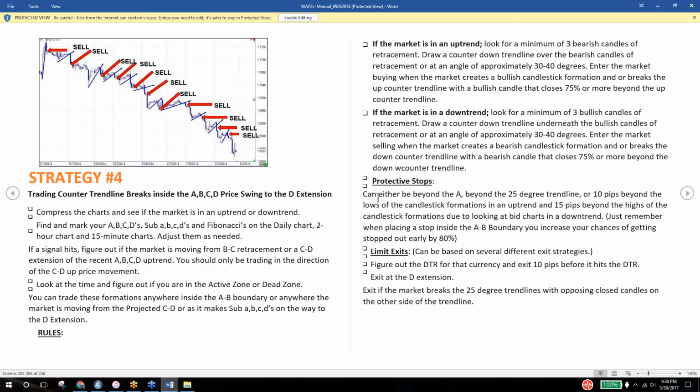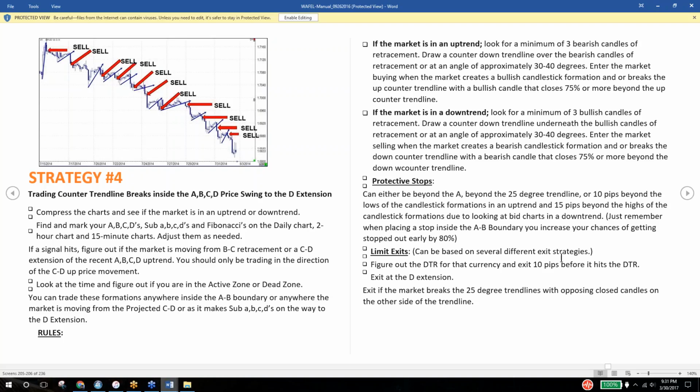and with the stop loss before I continue, remember that if you decide to put one of the tighter stop losses, when you place your stop loss inside the AB boundary, you increase your chances of being taken out early by 80%. So the best place to place our stop loss is going to be beyond the A. So we give the market the room that it needs to be able to breathe. Okay? That's not always going to be the case. We may not always have that option, but it is the best option.